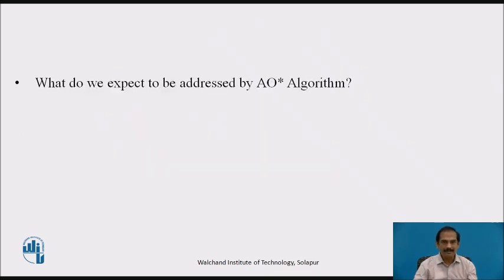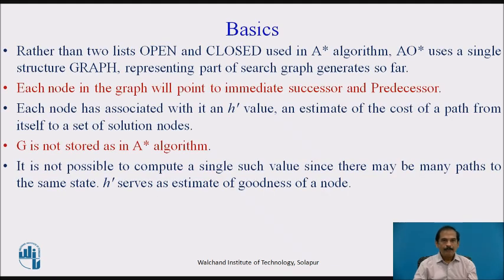What do we expect to be addressed by the AO star algorithm? And how is this AO star algorithm different from the A star algorithm is what we have to think about now. The basics that we have to consider is, rather than the two lists, open and closed, used in the A star algorithm, AO star uses a single structure graph representing part of the search graph which is generated so far. Each node in the graph will point to immediate successors and predecessors. So there is a forward as well as a backward pointer.